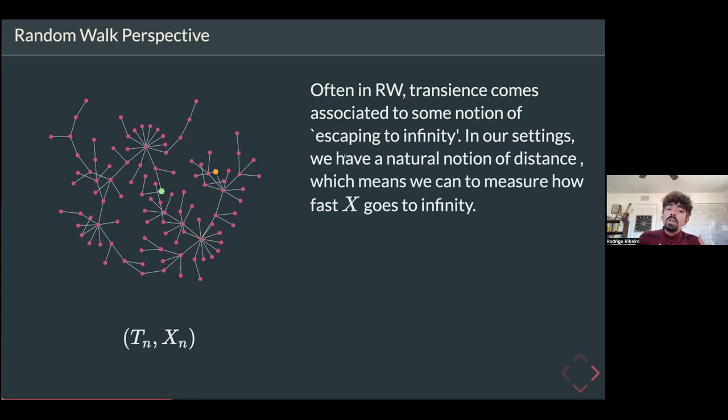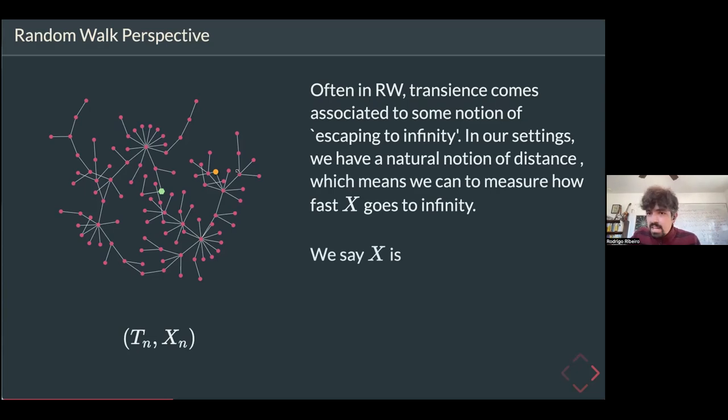So we have this natural notion of escaping to infinity. And we can also measure how fast the walker is going to infinity. We can just divide this distance here by the time.